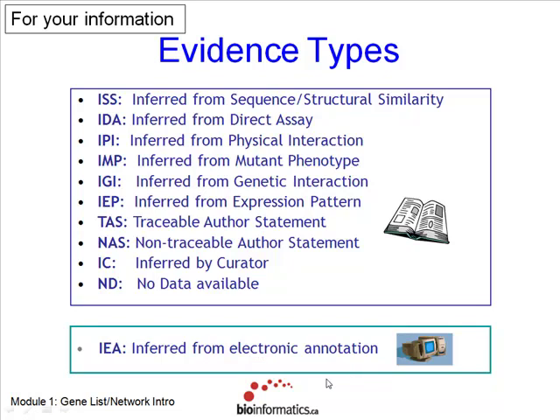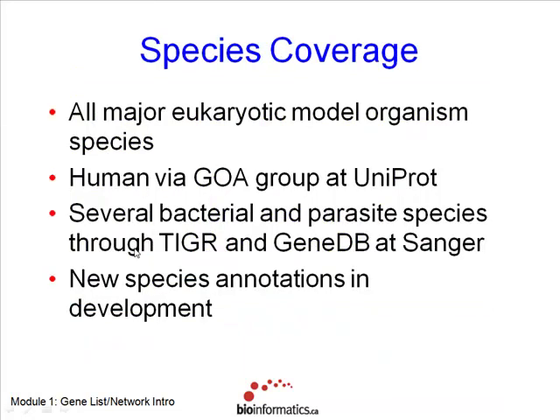Sometimes, and increasingly, people are recommending that you try your analysis both ways: you may include electronic annotation and not include electronic annotation. Look at the results, because a lot of this electronic annotation is not correct. It may be reviewed in the future and cleaned up. The reason these codes are here is so that you can filter the information.